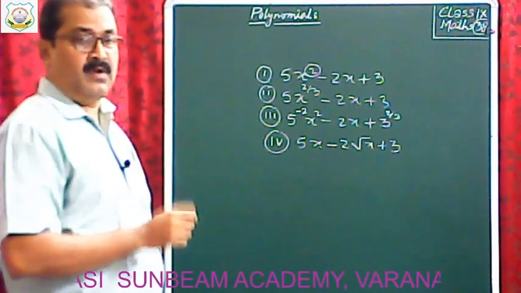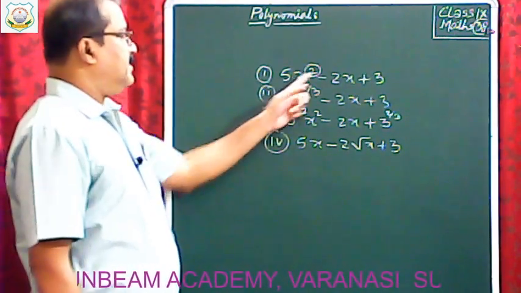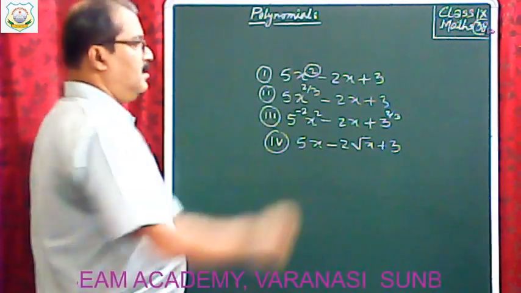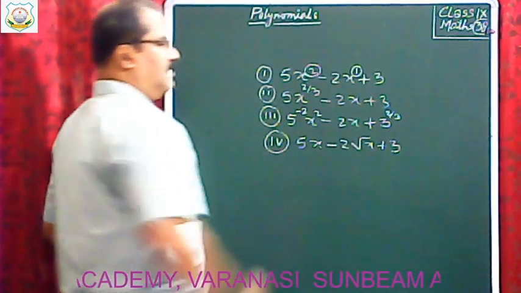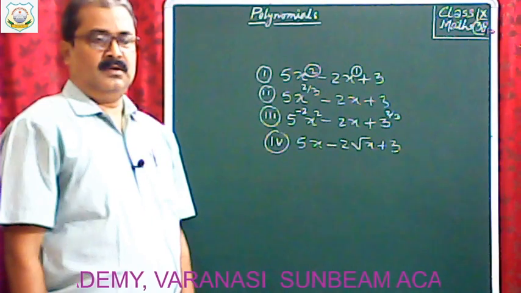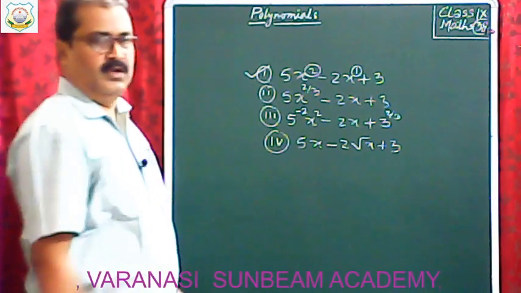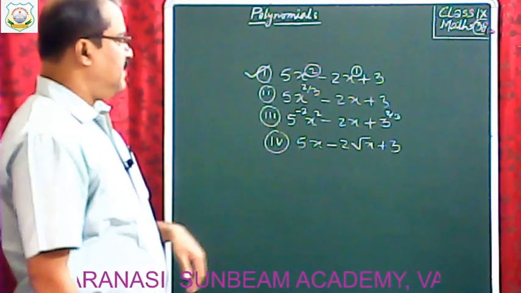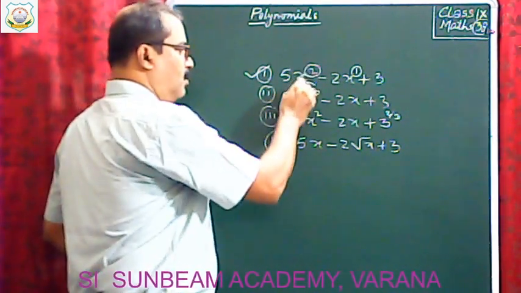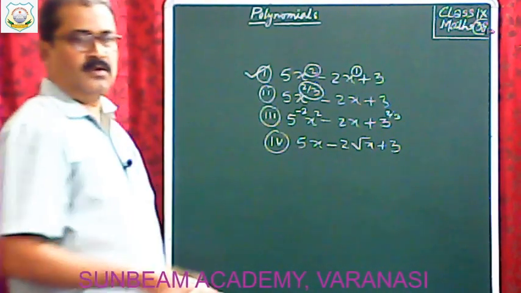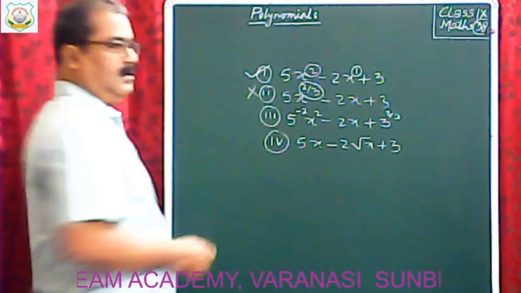So, first one, power of variable only you have to check, not the power of constant. Clear? So in x square, 2 is the power, and in minus 2x, 1 is the power of x. So 2 and 1, these are non-negative integers, then the algebraic expression is a polynomial. Again you have to check the second one, the power of variable of the first term, that is 2 upon 3. 2 upon 3 is not an integer, isn't it? That's why it is not a polynomial.